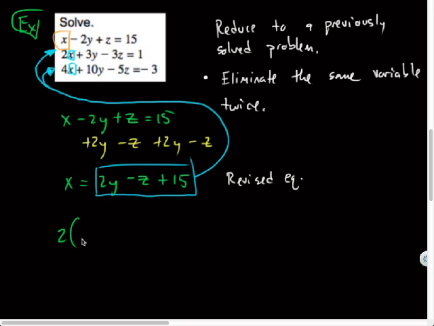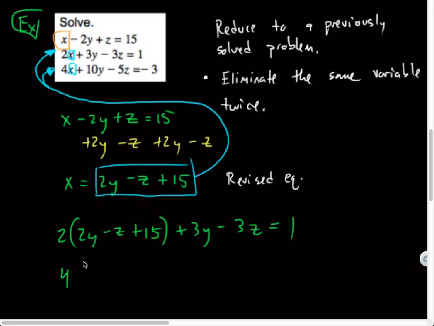So 2 times, and instead of x, I'm writing 2y minus z plus 15, plus 3y minus 3z equals 1, right? So the whole x got replaced by this expression. Use parentheses, right? Indiana Jones put his sand in a bag. He didn't just throw his sand at a pedestal.